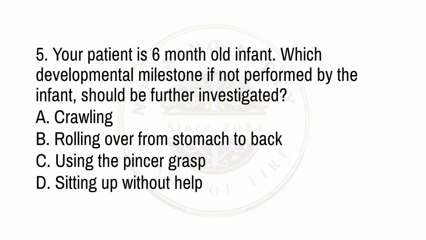Rolling over from stomach to back. So generally, most babies at 4 to 6 months should be able to roll over from their stomach to back. It's important to remember babies develop at different rates. The other options are milestones for older infants. The general timeline includes crawling at 7 to 10 months, sitting up without help at 8 to 9 months, and using the pincer grasp at 9 to 10 months.